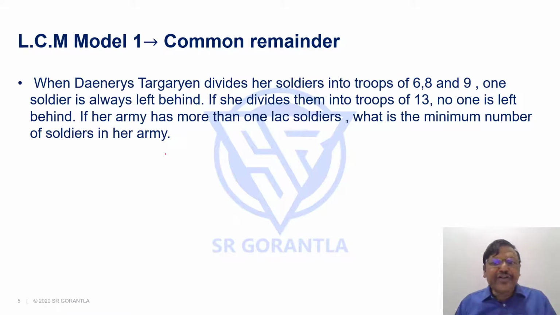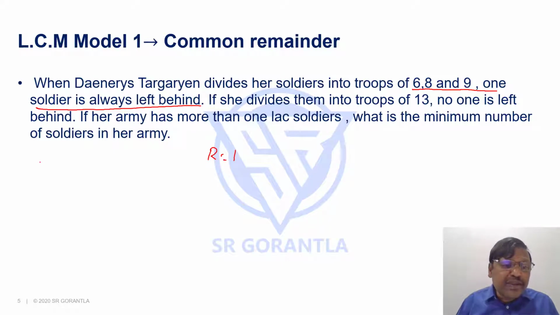You can pause the video here, read the question, attempt it and then continue watching. This is about the story of GOT, you must be watching that. The question says, when Daenerys divides her soldiers into troops of 6, 8 and 9, one soldier is always left behind. Let me pause here for a moment. When she divides them by 6, 8, 9, one soldier is left behind, which means the number of soldiers when divided by 6, 8, 9 gives a remainder of 1.